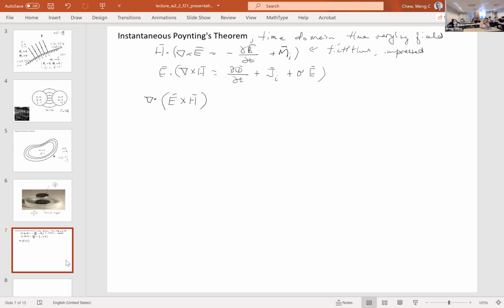Well, why do we start with such a term? Everything is by motivation and inspiration. E cross H would have a dimension of power density, because what is the dimension of the electric field? Anybody? Yes. Volts per meter. Very good, volts per meter. What is the dimension of magnetic field? Very good. So if you multiply these two together, what units do you get? Watts per meter squared. Okay, very good. So this is power density. Okay, power density.